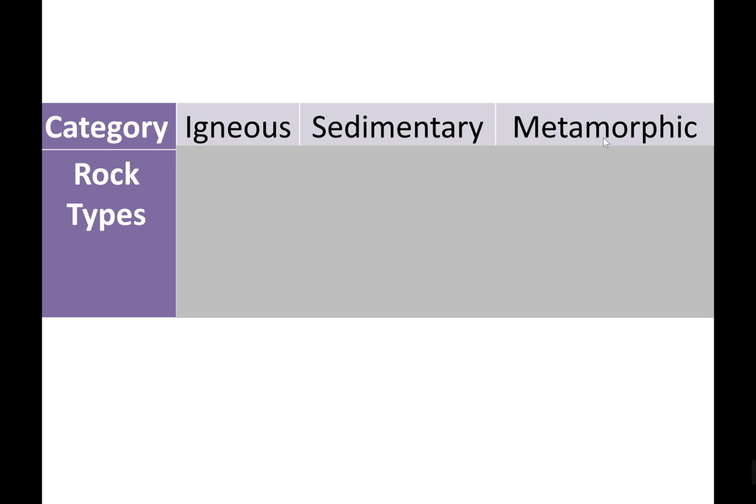Once you know the categories, we have to then look in detail at the rocks within those categories. So for igneous rocks, the main rocks we're going to focus on are granite and basalt.